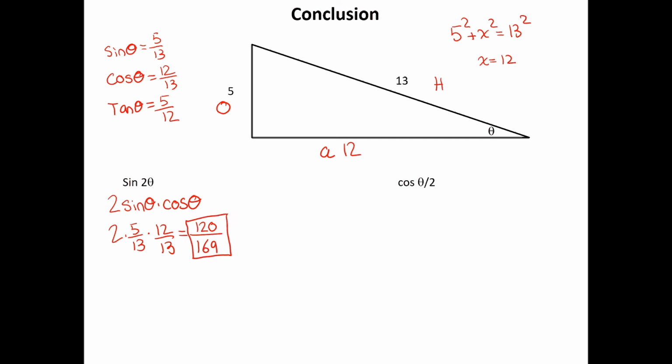Now, the cosine of theta over 2, that's going to be using the formula with the square root. So it's going to be the square root of 1 plus cosine of theta, all over 2. Once again, we're assuming the cosine is positive, so we don't have to worry about that positive-negative thing. So now we have 1 plus the cosine of theta, 1 plus 12 over 13, all over 2.